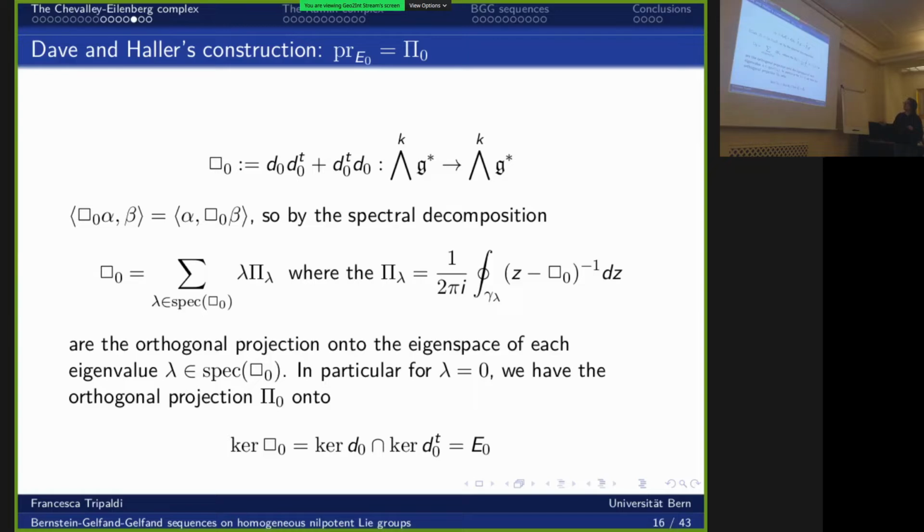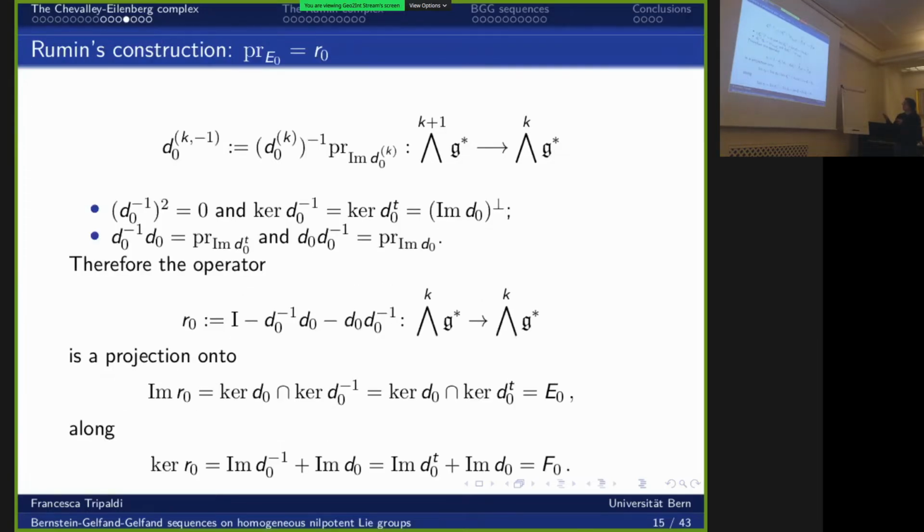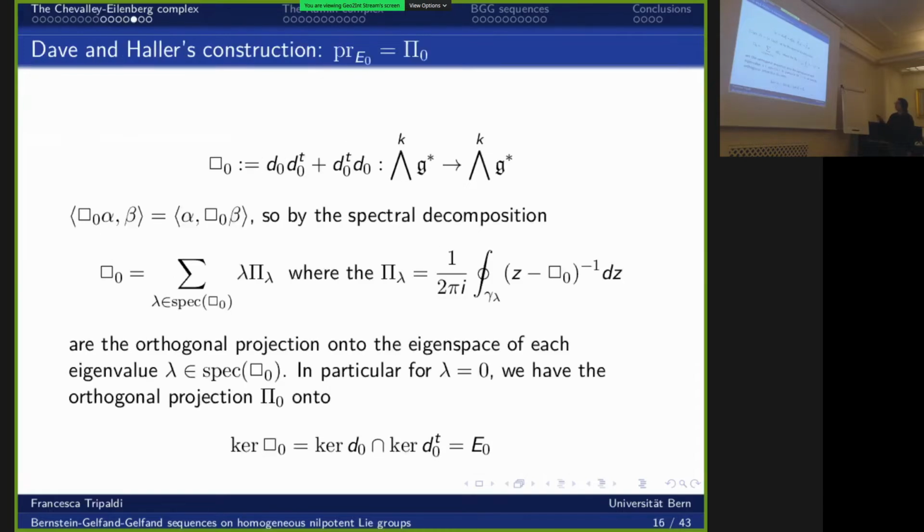So I feel like this, if you've never seen this before, is more easily understood. You have box, and then you project onto the kernel of box, which is this subspace. In the other case, I have to construct this D0 inverse, which kind of coincides with D0 transpose. So you have either this projection that you're considering, or you consider the pi 0.